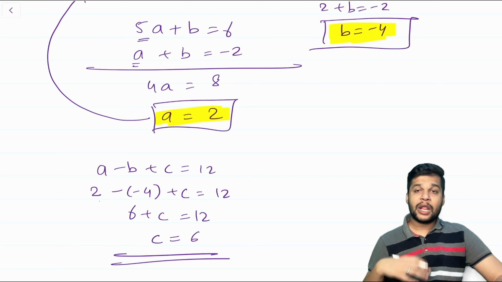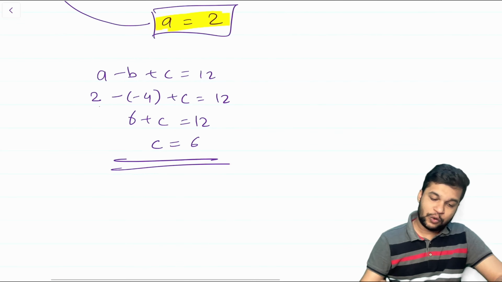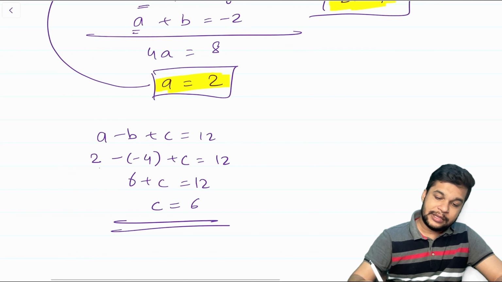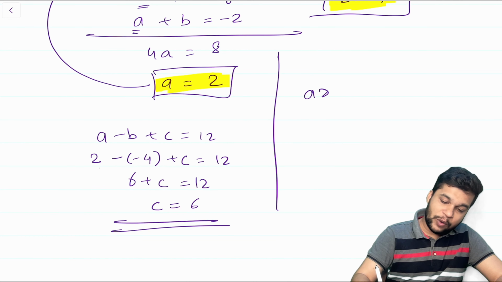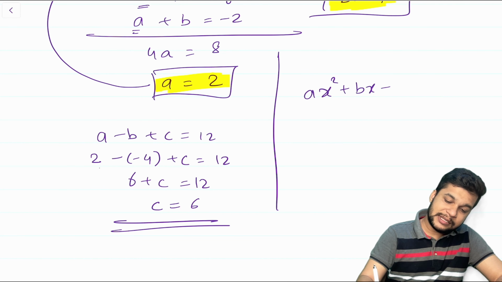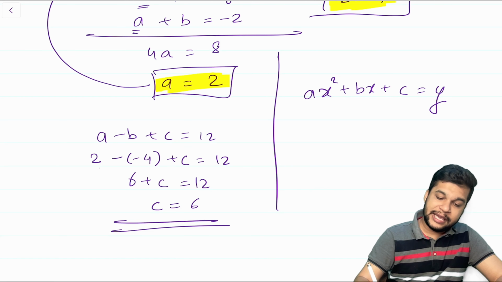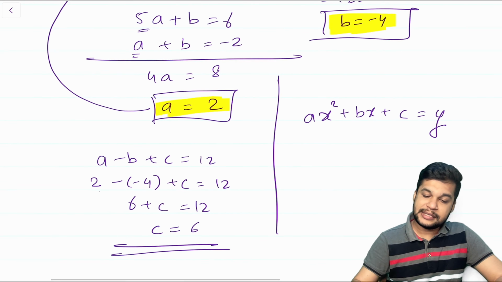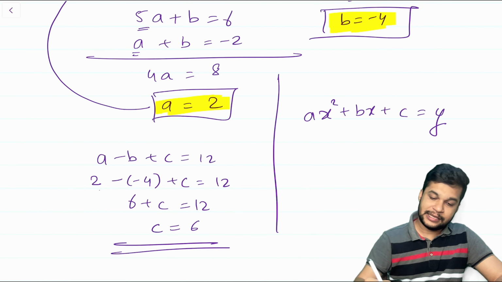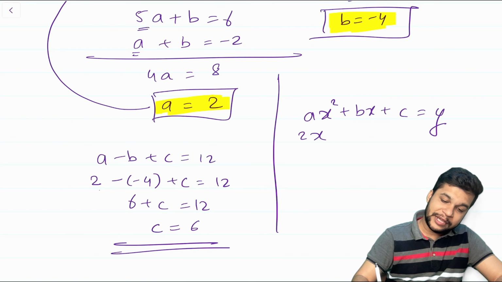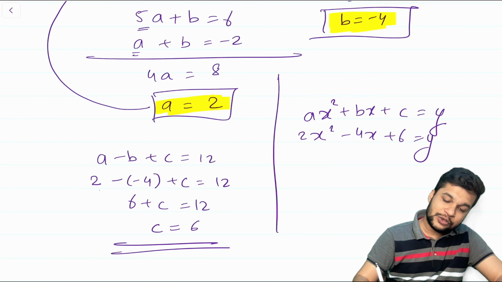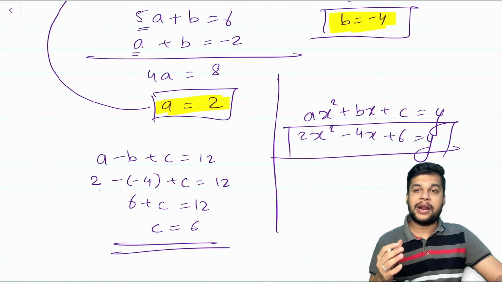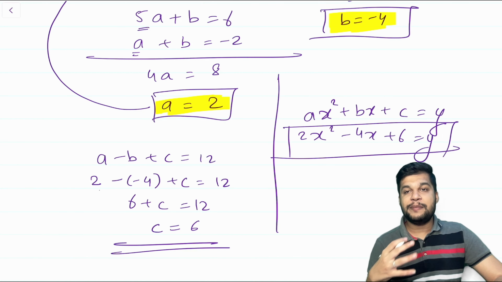Okay. So what did you get as the answer? The thing was ax square plus bx plus c equal to y. So what is a? A is 2, b is negative 4 and c is 6. So the answer will be 2x square minus 4x plus 6 equal to y. So this is how you get the quadratic function if 3 points are given.